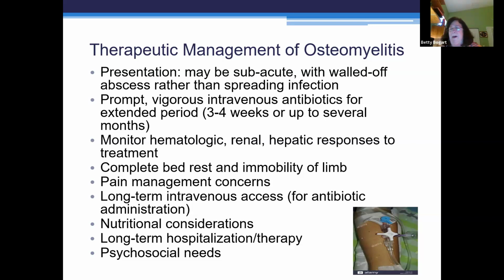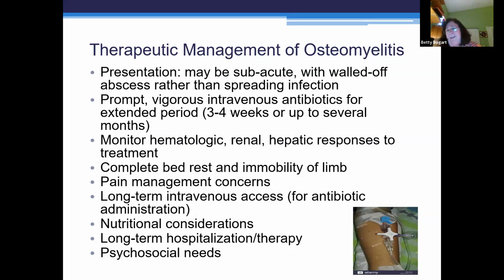Also, we're talking about bones, so nutrition, right? They need calcium, they need vitamin D, and protein for healing. These are things that they do need. These children, if it's like a leg, we want bed rest and to immobilize it. We don't want to tax that bone at all.